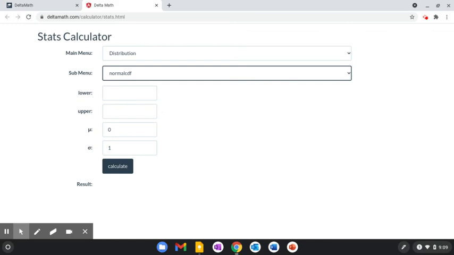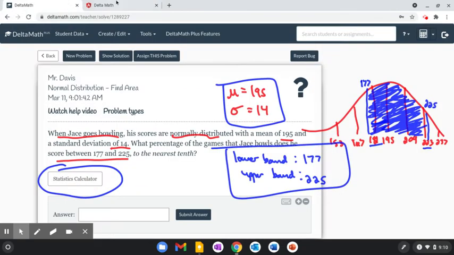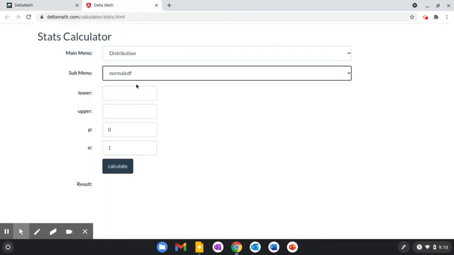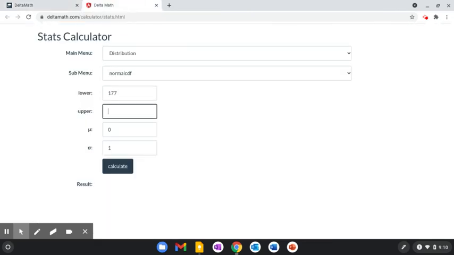Remember, the C stands for cumulative, so we're adding up a bunch of different sort of probabilities in between those 2 values. And you'll see we're asked for a lower, we're asked for an upper, we're asked for a mean and a standard deviation, and we've got all those. Our lower is 177, our upper is 225, our mean is 195, and our standard deviation is 14. So all we do is type those in, calculate, and there we get our result, 0.8846, whatever.